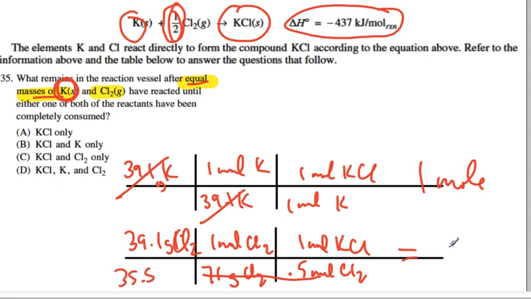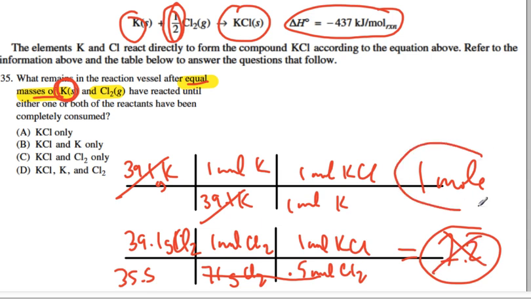I know that's going to be greater than 1. It's going to be something like 1.2, close to that. So right around 1.2, which means this is my excess, and this is my limiting reactant. So I know that K runs out. Since K runs out, when this goes to completion, the only thing left is that KCl is going to be created and some Cl2 is going to be in excess.